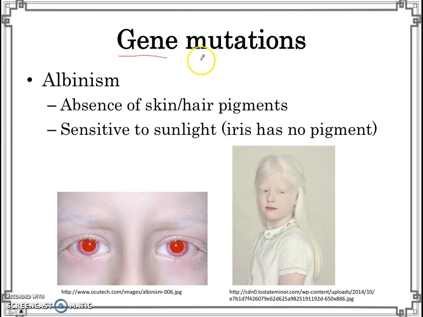Okay, so the person has a normal number of chromosomes, but when the gene has changed in its structure, it has changed in its sequence. So an example of gene mutation is albinism, where people have absence of hair pigments, skin pigments, so they are very fair, and they're especially sensitive to sunlight.